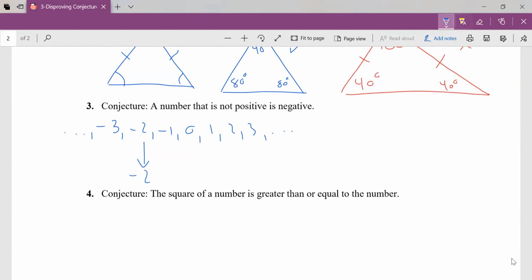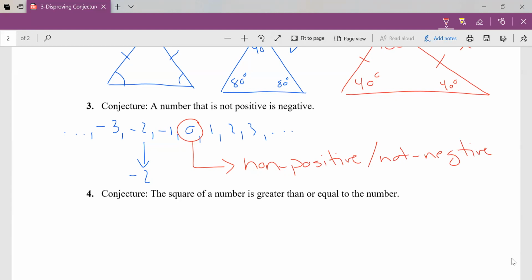All right, the counterexample. Always look at 0, friends. It's such a funky number. 0, my friends, is non-positive, is how we would call that. But it's not negative either. It's neither. 0 is neither positive nor negative. It's kind of neutral, right? You can see it in the list. It's in between those two things. So 0 is your counterexample.